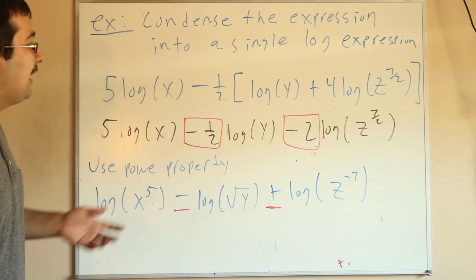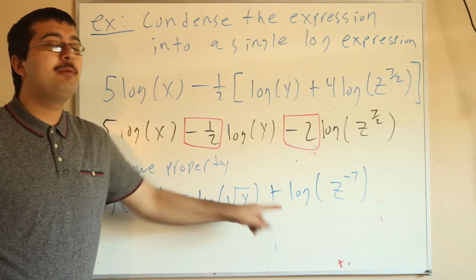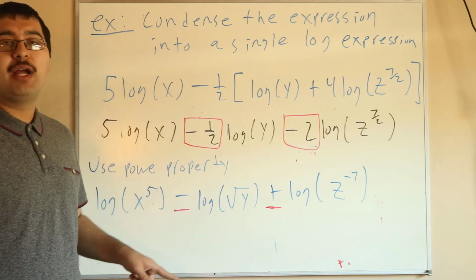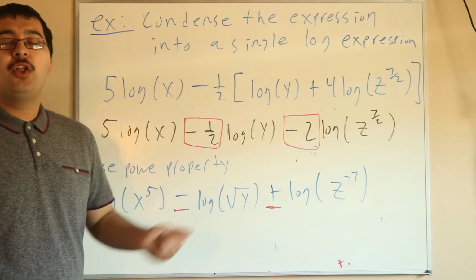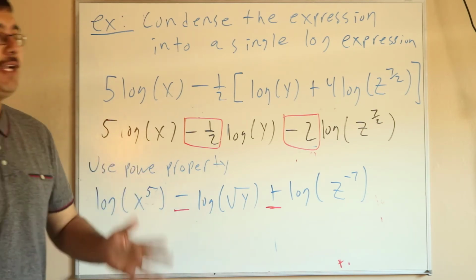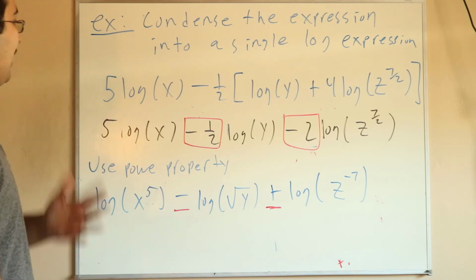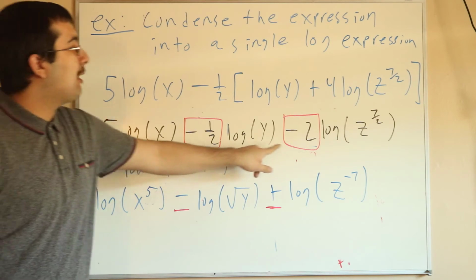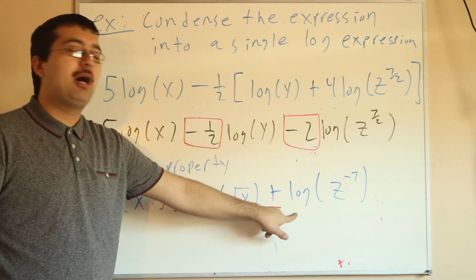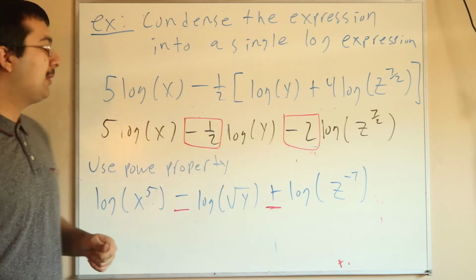So I could have easily just left the minus out right here, and I could have easily brought the minus in right here. I just wanted to show you both ways. Doesn't matter which way you do. They're both totally valid. I just wanted to point that out in case there's any confusion. Here I left the minus outside when I used power property. Here I brought the minus inside when I used power property. Doesn't matter which way you do it.